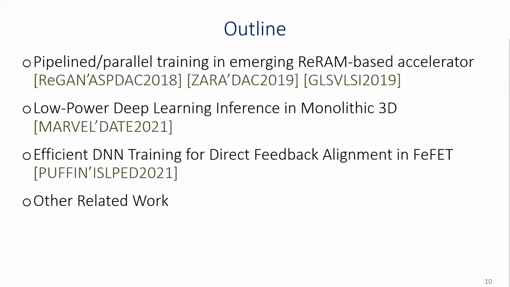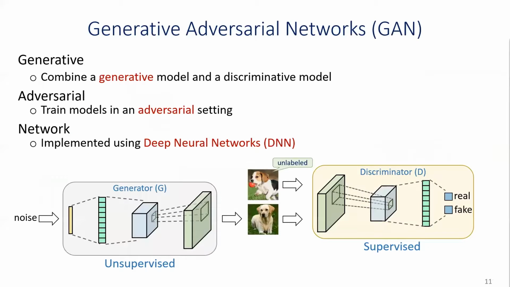Due to the time constraint, I will just briefly focus on the design highlights. For more details, please refer to our related papers. In the first work, I'm going to introduce ReGAN, which is a training accelerator for generative adversarial networks.